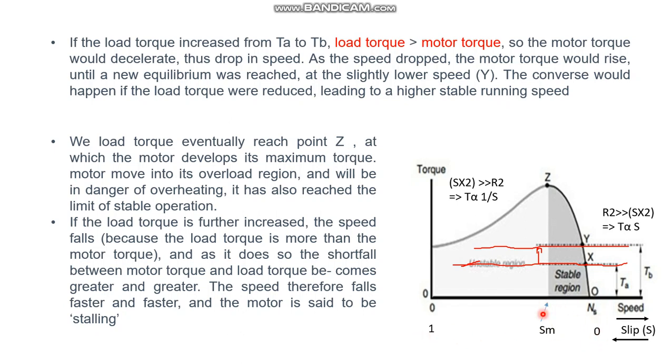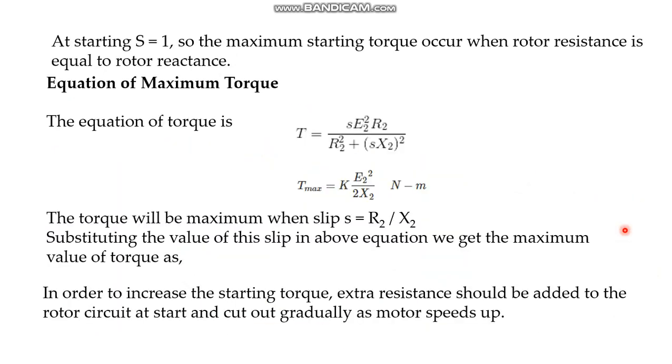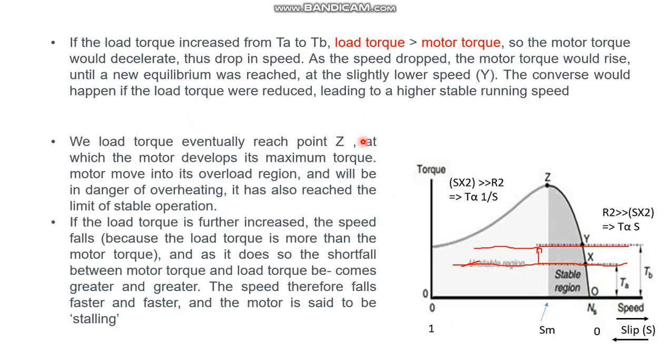In this case, this is the slip at maximum torque. At this slip the torque is maximum. In this region the slip may be from 0 to 0.1 like that, so the rotor resistance R2 is predominant compared to the rotor reactance. If this parameter is very high compared to that parameter, we can neglect it and R2 gets cancelled. Torque is proportional to slip, so this is a linear region where torque and slip increase proportionally.